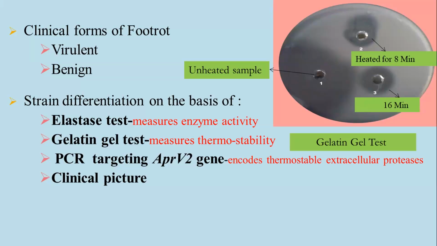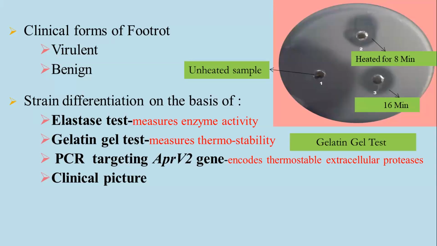Then we put that heated broth culture into the gelatin gel slab, where we punch the wells. We put 20 microliters of broth culture that has been heated at 67 degrees centigrade for 8 minutes, and then for 16 minutes, and then we see the clearance of the gelatin. You can see clearly that the virulent strains digest the gelatin even after heating for 16 minutes. So they are the virulent strains.